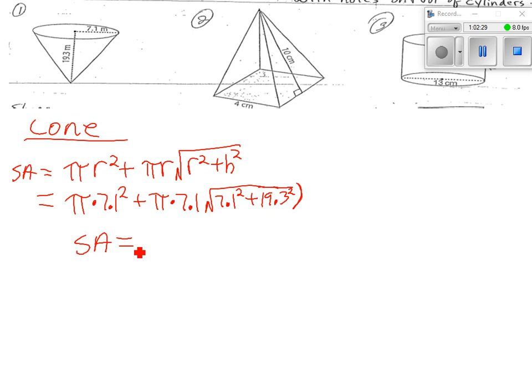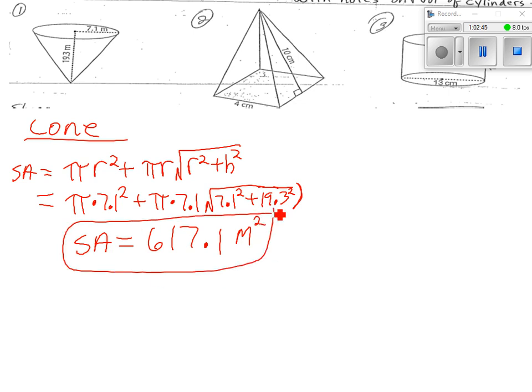What did it come out to be? 617.1. Yeah, right. Does everybody agree with that? Yes. What was our units? Meters. If it's surface area, still square units. I got 617.1 before. I just did the rest of this stuff. So do it, that's fine.